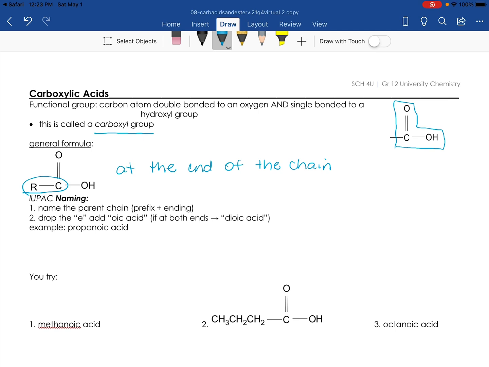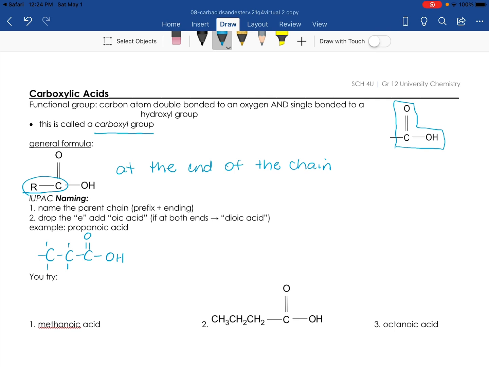Okay. So when you name a carboxylic acid, all you have to do is count it. So name the parent chain. So 1 carbon's meth, 2 carbons eth, that sort of thing. And then you drop the ending and add the ending oic acid. So here we have propanoic acid, which is 3 carbons, and then add in the carboxyl functional group and make sure the carbons have 4 bonds, and easy peasy, done.